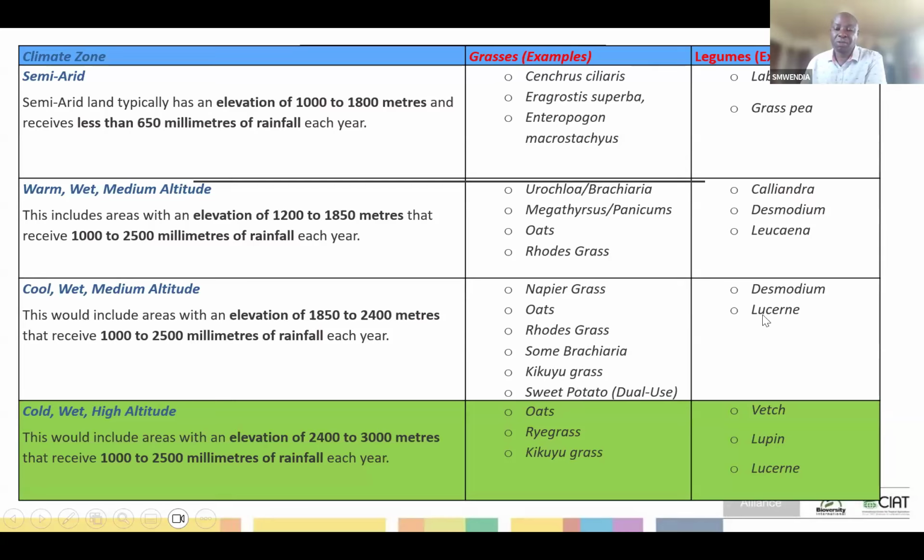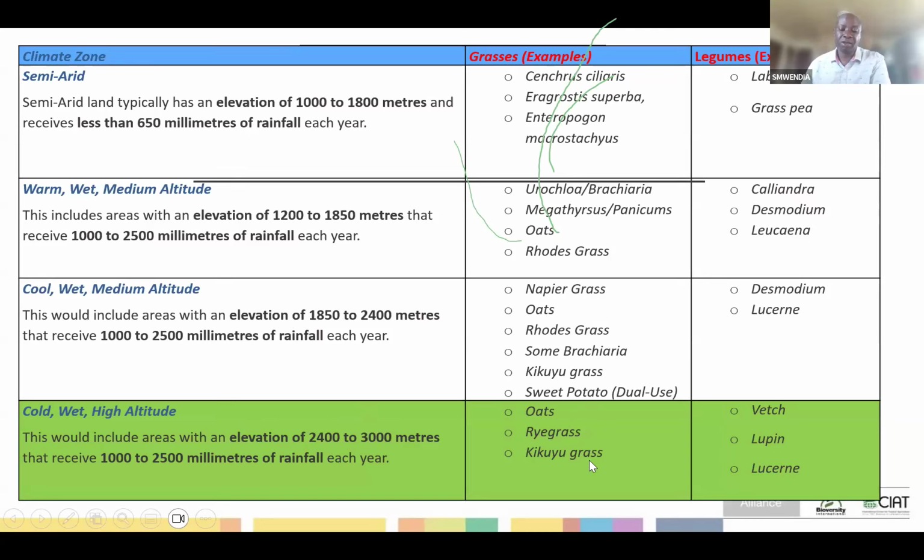You can also grow some legumes here, like desmodium and lucerne. Now, the cold, wet, high altitude zone has very high elevations that can extend beyond 2,400 to about 3,000 meters, also receiving quite an amount of rainfall. We have reduced options for such places because it can be cold, and most of the forages that would fit here are C3, unlike C4, where we have Eurochloa or the Megathyrsus being C4.